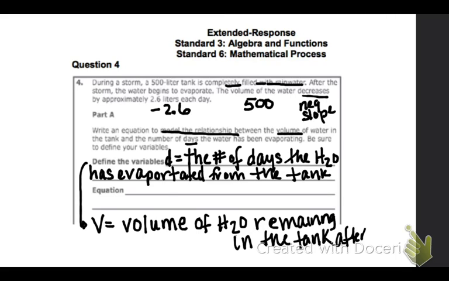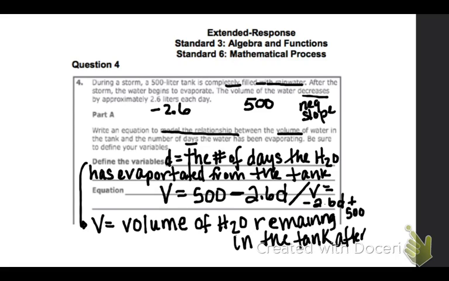So we just said that volume equals the amount of water after evaporation. So it started with 500 and it loses 2.6 a day. A lot of people might write it this way: volume equals negative 2.6 D plus 500. That order doesn't matter as long as you got that negative right on that 2.6.